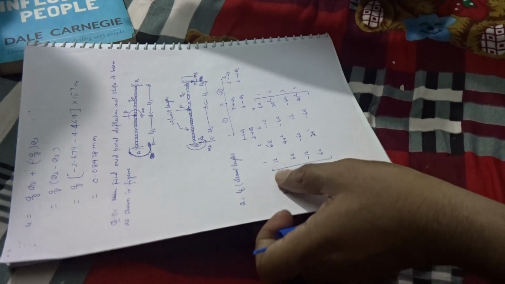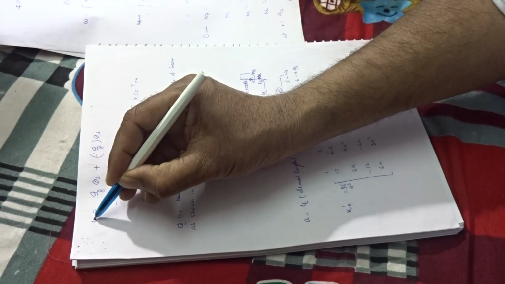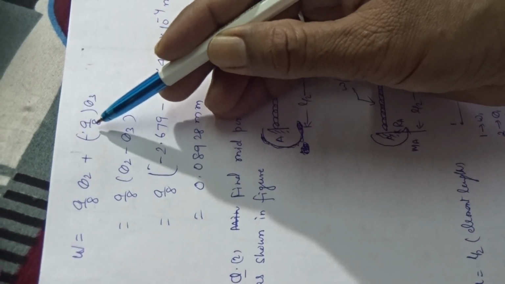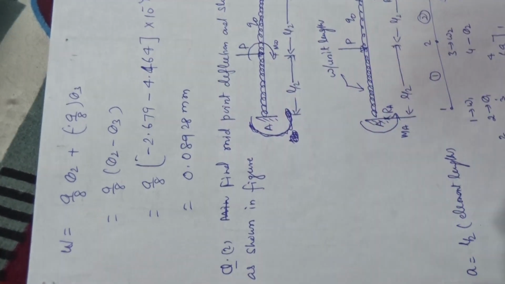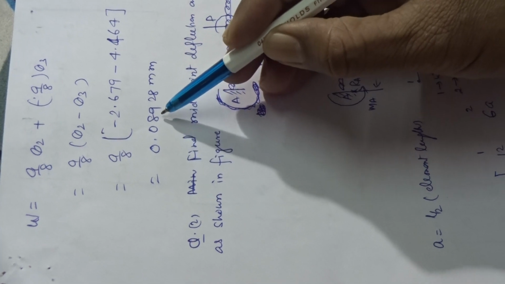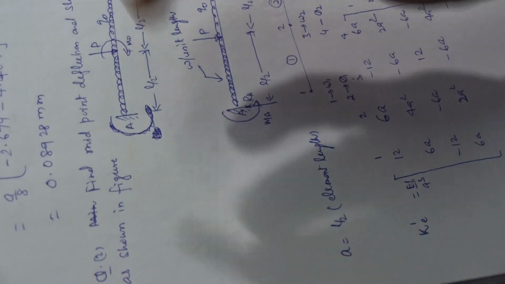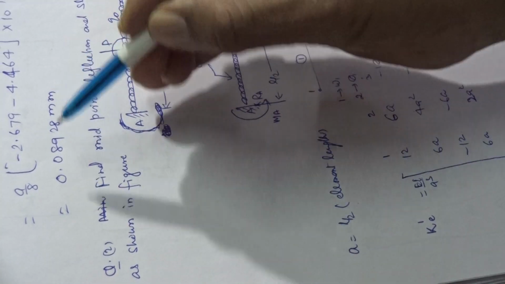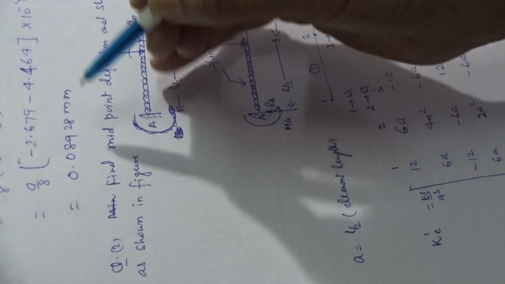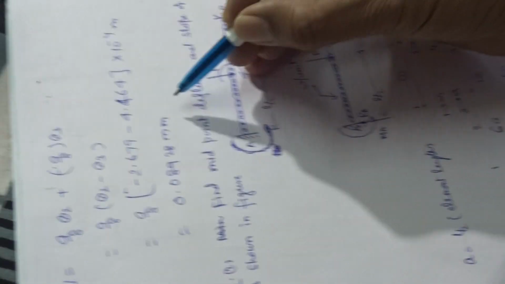When we substitute the values, we get W at the middle point equal to A by 8 theta 2 plus minus A by 8 theta 3, and this value is 0.08928 mm. In the books it is solved by a different method, so you can also follow the method used in the books.